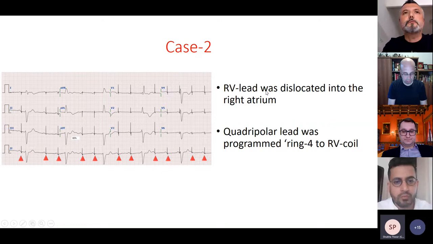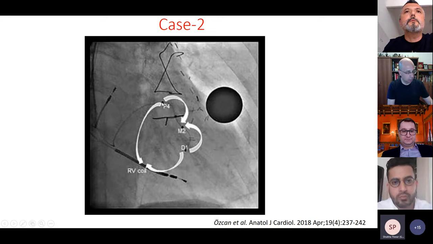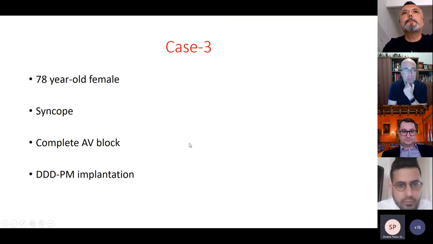We know that quadrupolar leads provide multipoint pacing in different pacing configurations. As in our patient, it can be programmed as proximal to right ventricular coil or distal to right ventricular coil. These are extended bipolar configurations. As in our patient, the right ventricular coil dislocated into the right atrium, the left ventricular lead didn't capture. So this is a pacemaker malfunction due to dislocation of the right ventricular lead.